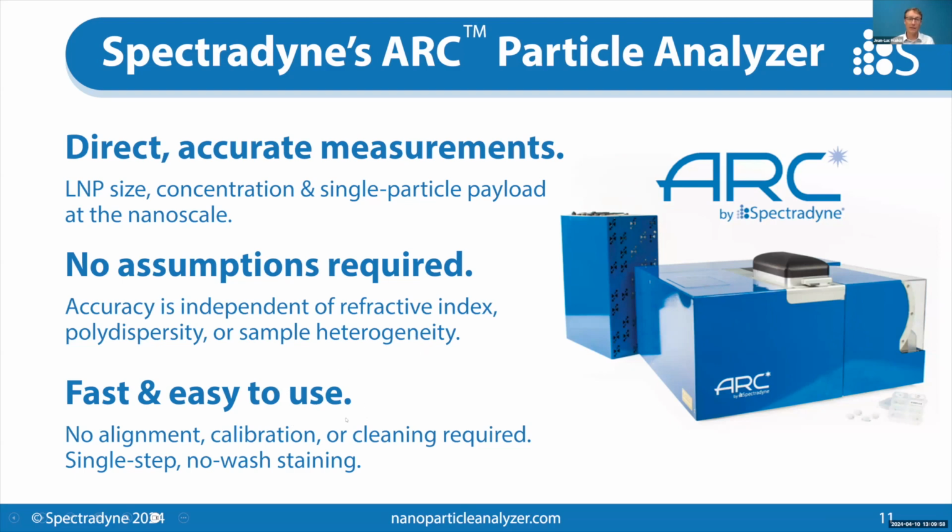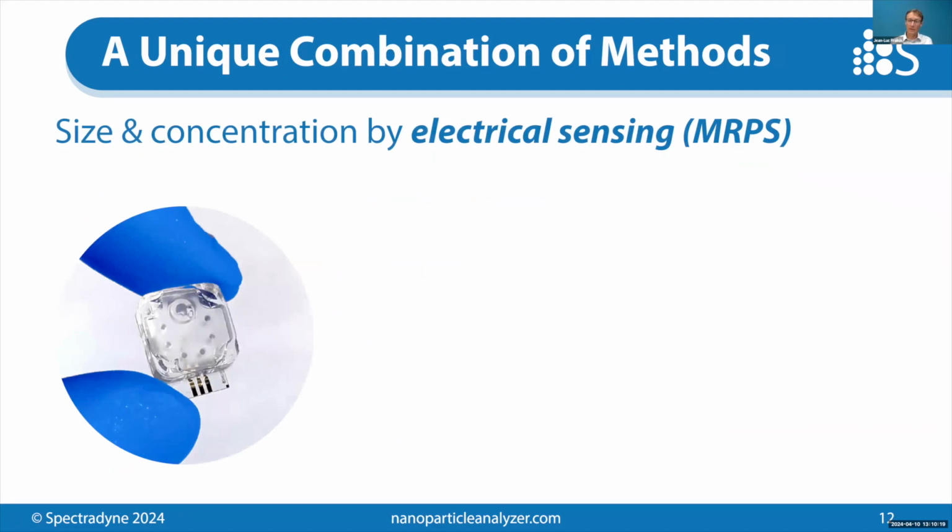It's also very fast and easy to use, especially compared to flow cytometry. There's no alignment required, there's no calibration required, and no cleaning required between samples. And the sample prep is very easy compared to flow cytometry. There's a single step staining usually, and no washing required of the sample before measurement. And I'll show you examples of all those things today. So let me spend a minute describing how it works. The magic happens inside this microfluidic cartridge, and we use an electrical method that we call MRPS.